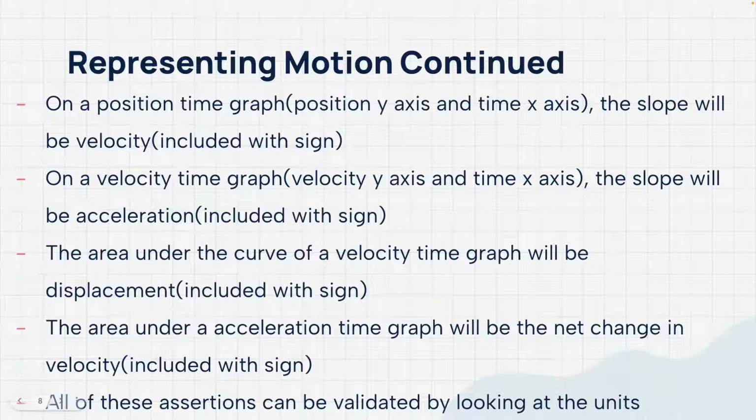The area under an acceleration time graph will be the net change in velocity. And again, you include the sign as they all are vectors. And again, as stated earlier, you can use the units to check it out. And all of these assertions will be validated, which is nice.